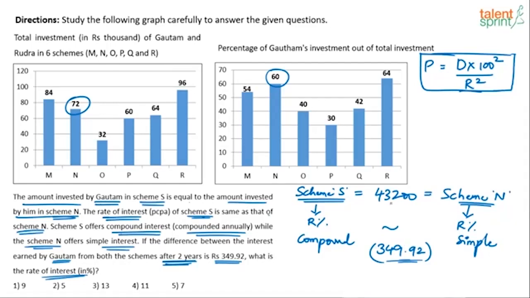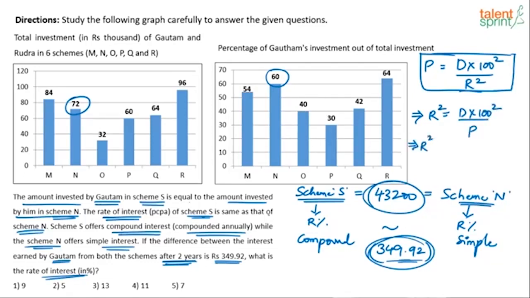What is P? The principal is the same in both the schemes: 43,200. This is P. What is D? D is given as 349.92. What is to be calculated? R is to be calculated. Substitute the values and do the calculation. So what do we get? From this we can say R square, since we need R square directly, R square equals D into 100 square by P. Now simplify.